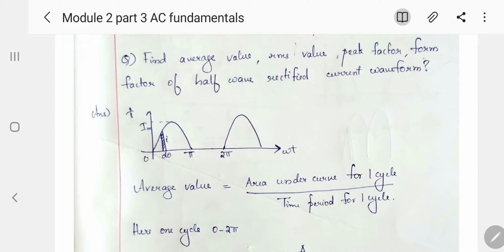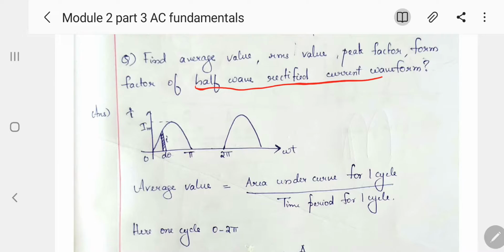And in this video we are going to discuss the average value and RMS value of another waveform, that is the half wave rectified current waveform. So let us write down the question. Find the average value, RMS value, peak factor and form factor of the half wave rectified current waveform. Here also, as I mentioned in the previous video, this is a standard waveform which you should know. The waveform will not be provided in the question paper, you have to draw it by yourself.